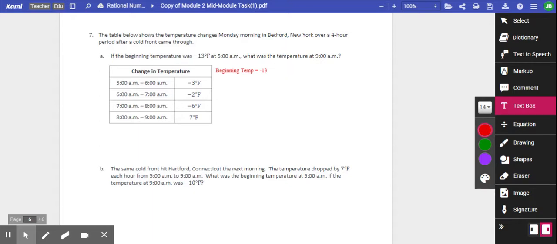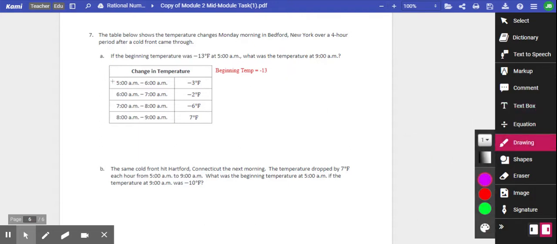And part A is telling us that the beginning temperature was negative 13 degrees at 5 a.m. So I've noted that here. Beginning temperature, negative 13 degrees. We want to know, what is the approximate temperature at 9 a.m.? Now, what does that mean? Well, it means that we started at 5 a.m. So this is our start time, and our end time is at 9. And so what we got to do is we have to go through the changes.